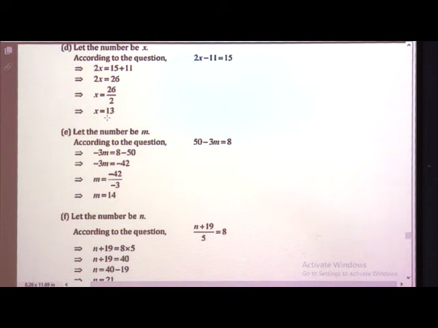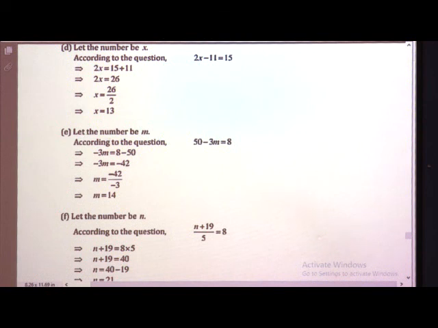So, we found the value of x is equal to 13, because we know the equation from the statement. We read the statement twice and tried to find out what the equation is, and after the equation we have to find out the value of the variable.